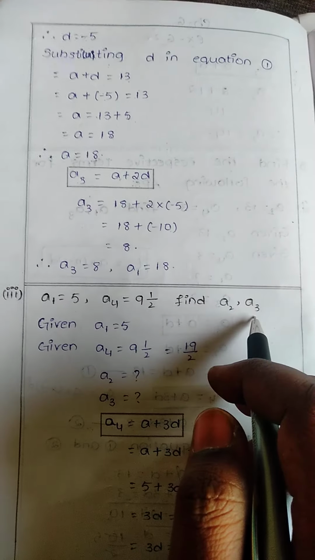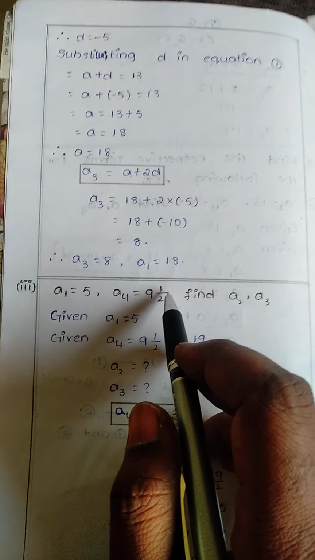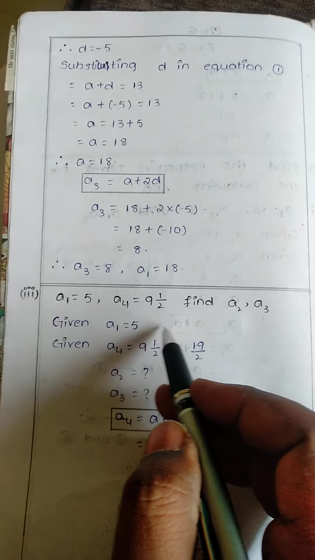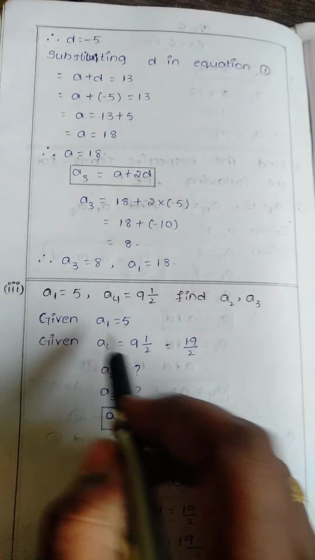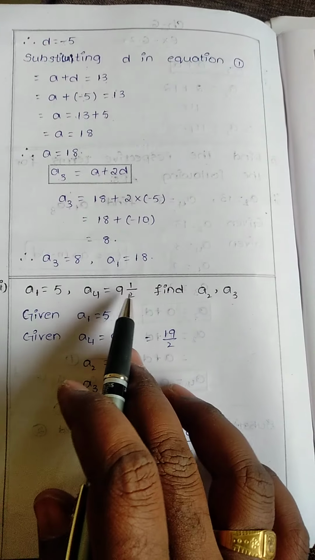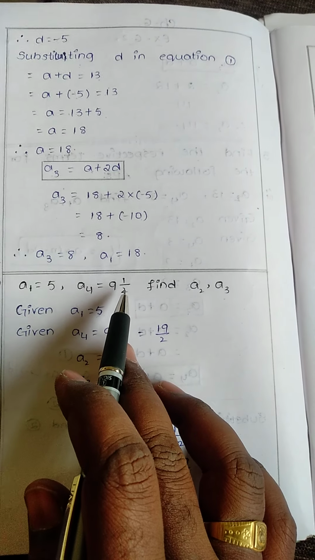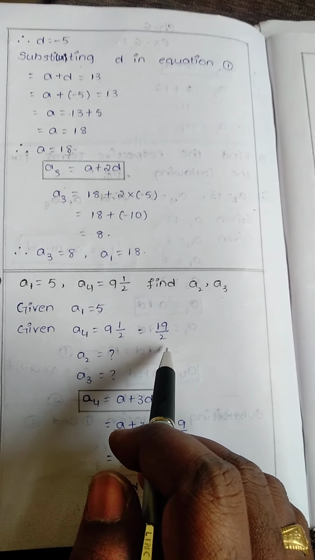Okay. Next, what are they asking? A1 is given, A4 is given. Find A2, A3. So whenever we are seeing fractions, don't get any fear. Do it, it will come easily. A1 is equal to 5. A4 means what? a plus 3d. How much is given? 9 1 by 2. 9 1 by 2 means 9 twos are 18, 18 plus 1, 19, so 19 by 2.